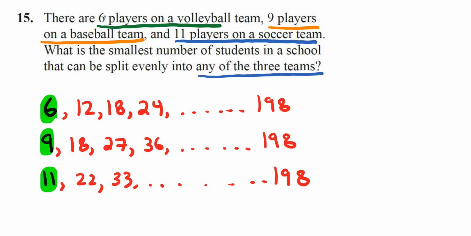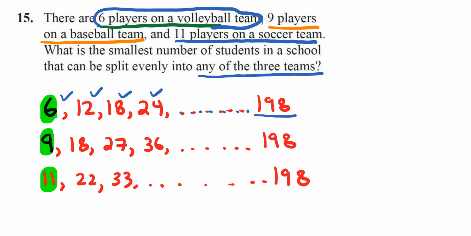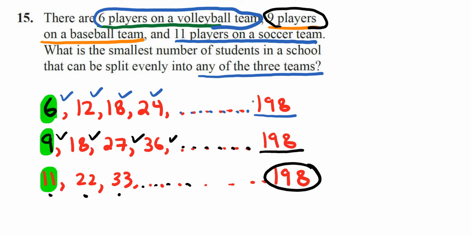Okay. So let's start off by looking at the 6 players on the volleyball team. If I write out the multiples of 6, I get 6, 12, 18, 24, and I keep on going, and I'll stop at 198. That's because if there are 9 players on the baseball team, and I write out the multiples of 9, I have 9, 18, 27, 36, and I keep on going until 198. That's the common one. And for 11 players on a soccer team, the multiples of 11 are 11, 22, 33, and I keep on going, and I eventually get to 198. So 198 is the least common multiple of 6, 9, and 11. All right, so the answer here is 198.